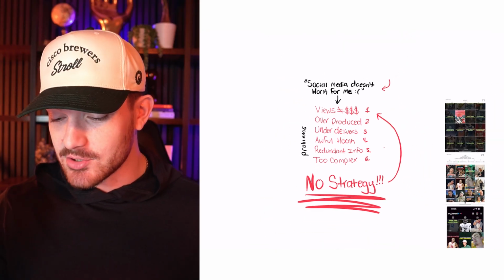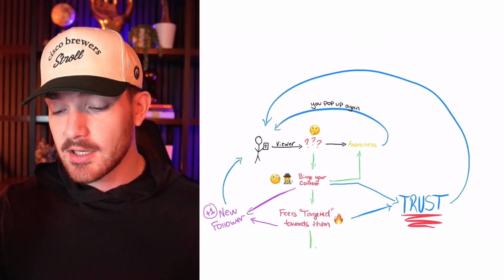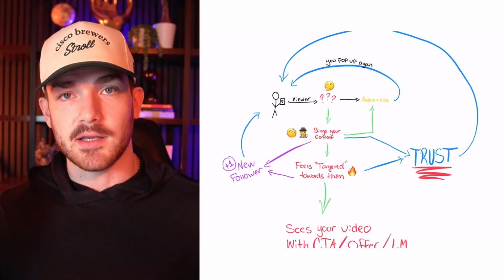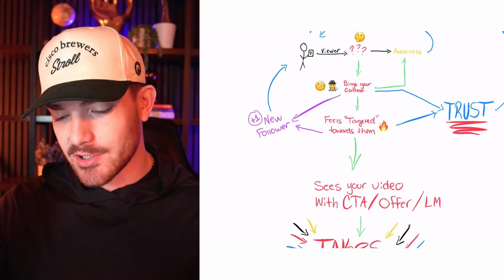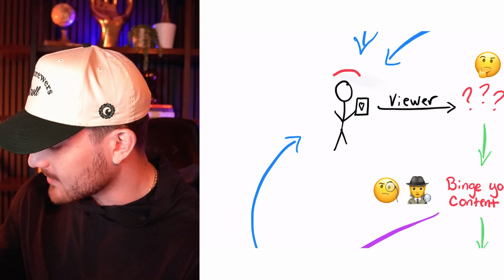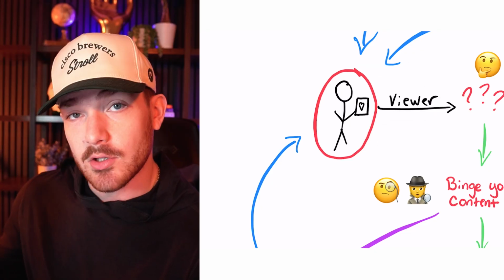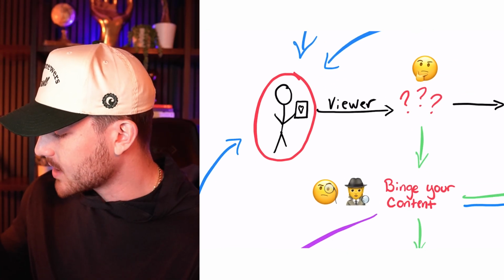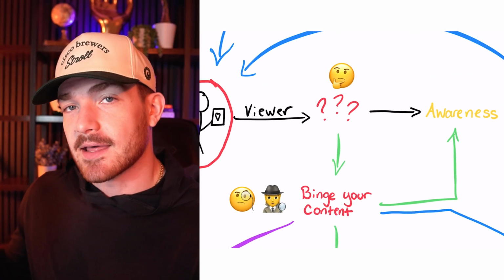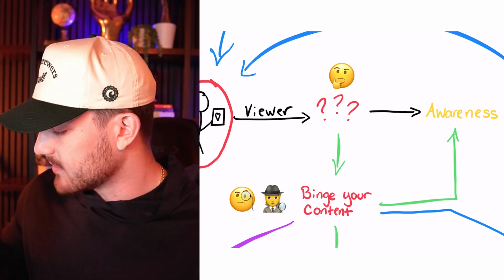So if your content isn't structured at the right part of the buyer's journey, you will never get any sales from social media. So let me explain this kind of complex buyer journey I drew out here. So it all starts right here. This is one person watching your video. They are the viewer. So this is probably the first time that they're seeing your content, or let's just say that it's their first time.